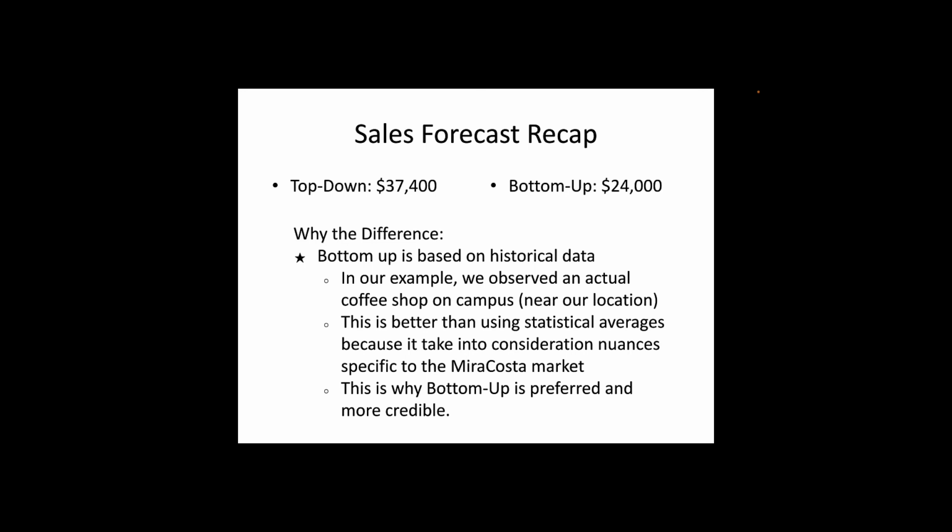To recap, using our top down method, we've got $37,400. Bottom up, $24,000. Why the difference? Because bottom up is based on historical data. So in our example, we went out and did an actual observation on campus close to our location. This in general is better than using statistical averages because it takes into consideration the nuances specific to the MiraCosta market, or the nuances specific to the market that you're selling in. That's why bottom up is preferred, and that's why bottom up is more credible.